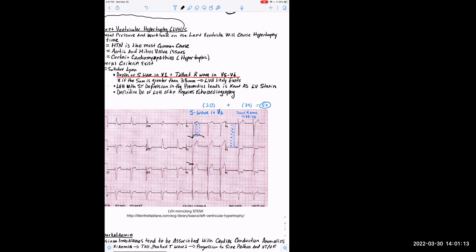Uncoordinated. Go ahead. Hello? Anybody out there? He had said uncoordinated. Okay, so what's uncoordinated? The T-wave and the QRS face in different directions?